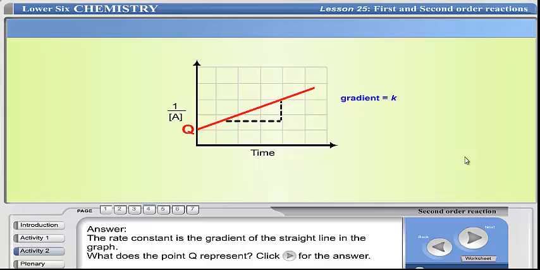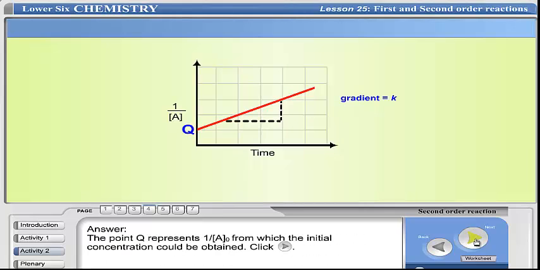What does the point Q represent? Click Next for the answer. Answer: the point Q represents 1 over A0 from which the initial concentration could be obtained. Click Next.